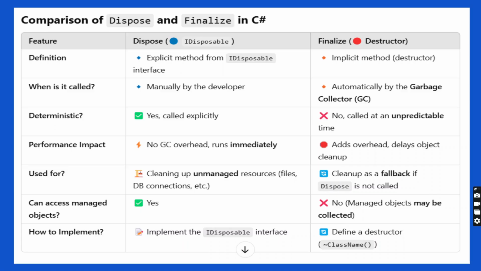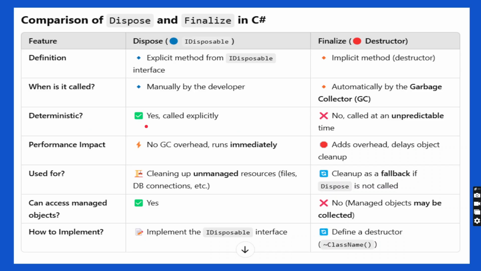And now we will see the comparison of dispose and finalize in C#. The definition: dispose is an explicit method from the IDisposable interface, and finalize is an implicit method, it's a destructor. And when it is called: manually by the developer for dispose, automatically by the garbage collector for finalize.